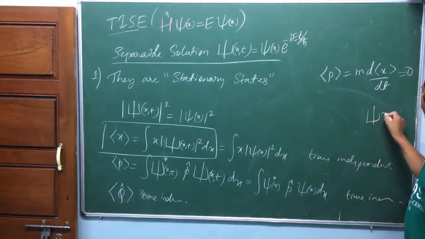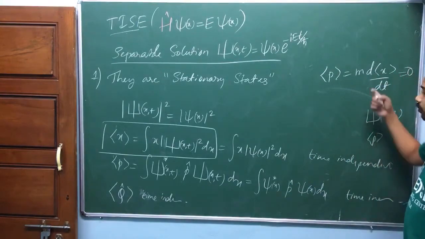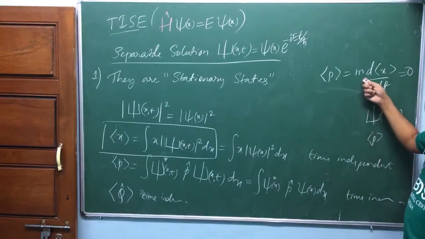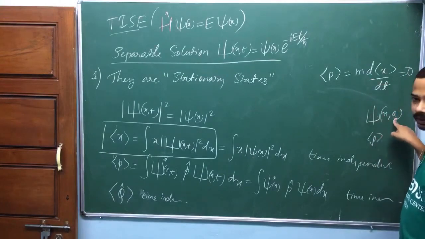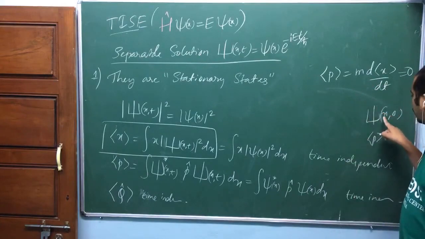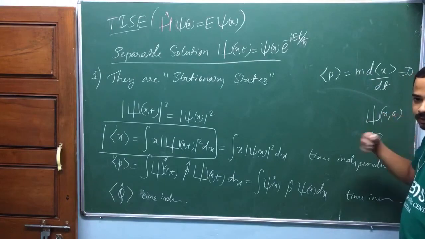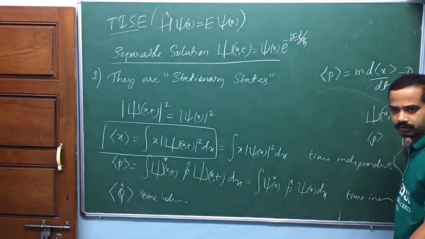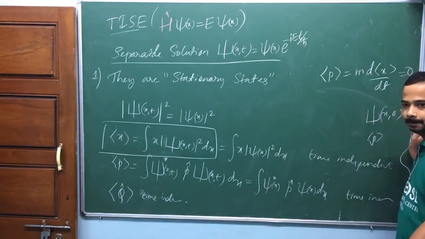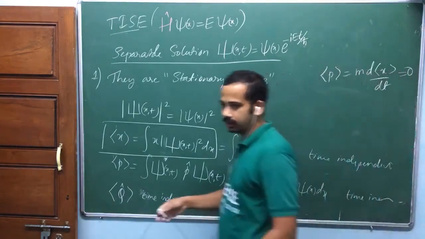Suppose psi of x comma 0 is given, and suppose expectation p is asked, don't go for this one. This equation is only when you make the time variable, when the time is not set to some value, when time is kept as a variable in the wave function. Solve that problem. You will understand what I am saying here.